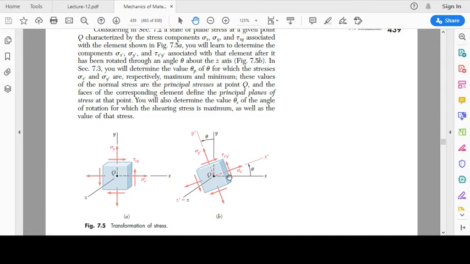Now we would like to find what the normal and shear stresses are going to be on these oblique planes, this one, which is making an angle theta with the vertical plane, and this one, which is making an angle theta with the original horizontal plane. So let me show you a figure that I have made myself.